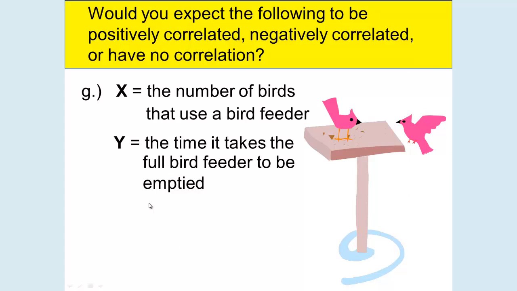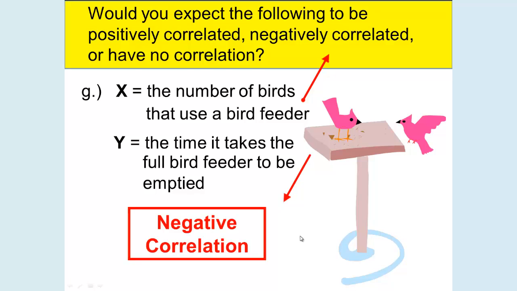Letter G. X is the number of birds that use a bird feeder, and Y is the time it takes the full bird feeder to be emptied. Well, the more birds that use the feeder, so as X increases, what's going to happen to the time that it takes for it to be emptied? X increases, Y decreases. So that will be a negative correlation because they're moving in opposites.